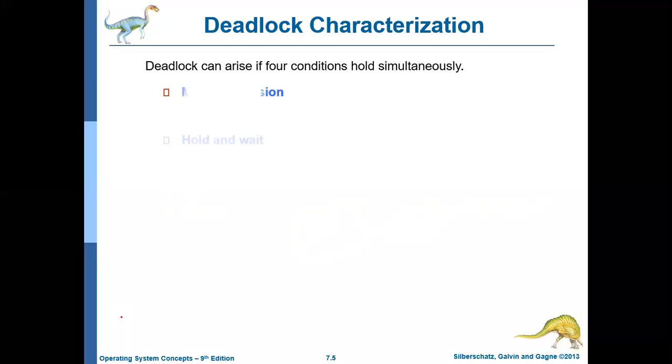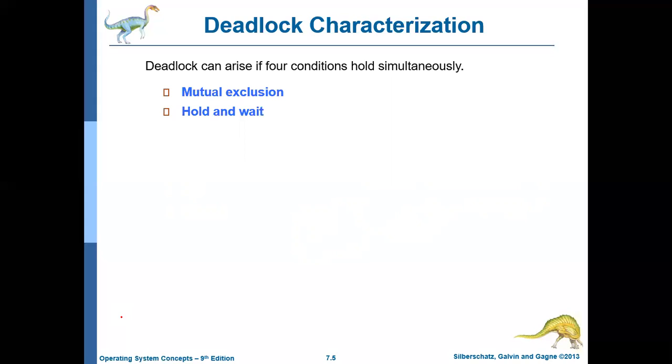What are they? First is mutual exclusion. You know what is mutual exclusion? Mutual exclusion means there is a shared resource which can be accessed by only one process at a time. If one process is accessing the shared resource, then others will be waiting. So one of the conditions for deadlock is mutual exclusion.